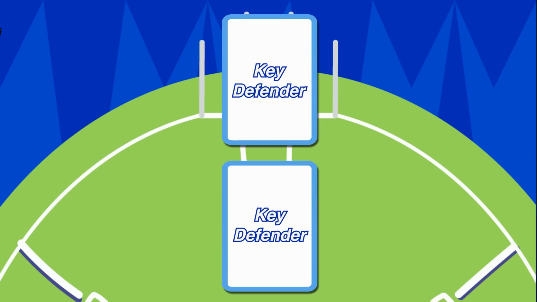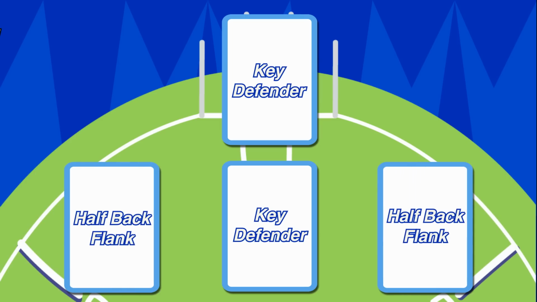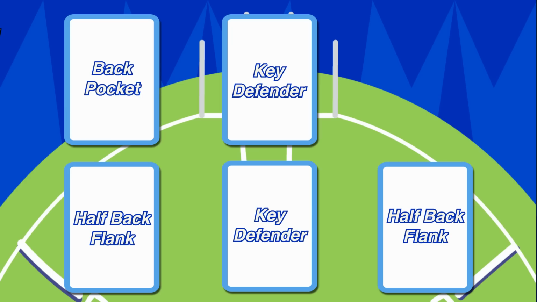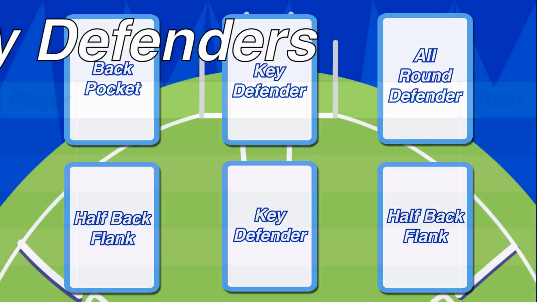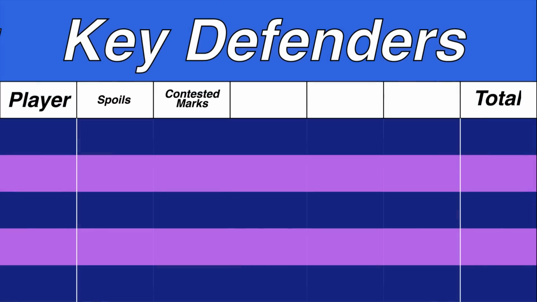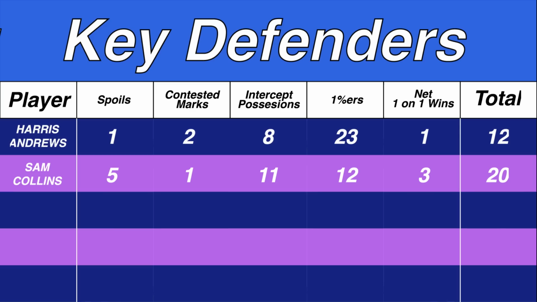Two key defenders would anchor the backline, with the half-backs being players capable of both intercepting and rebounding. In a mirror of the forward line, the back pockets would then be a smaller defender and an all-rounder. Spoils, contested marks, intercept possessions, and 1%ers were all retained from last year, with the final stat being net defensive wins, which was simply contests won minus contests lost. More on this later. But on the field, Harris Andrews and Sam Collins led Jack Buckley and Darcy Moore to these posts.